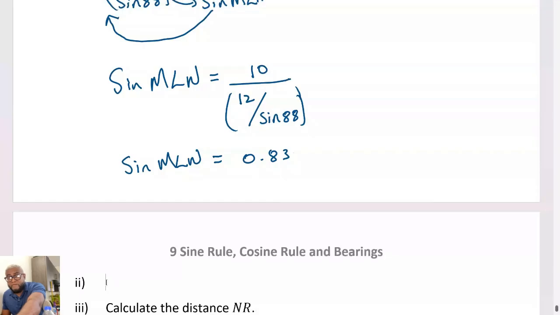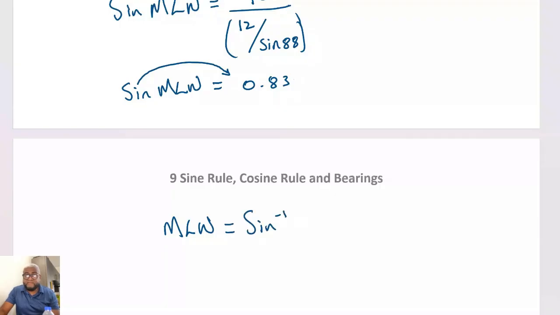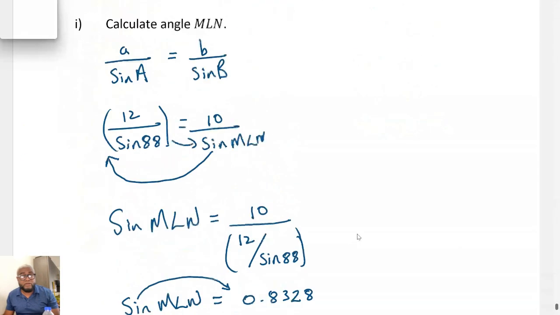Now I want to find MLN, which means the sine alone is going on this side. So when the sine moves by itself, what does it become? Inverse. Excellent. So this will be sine inverse of 0.83. MLN is equal to 56.4 degrees. Let's take the extra mile. That would just push you to remember it a little more.